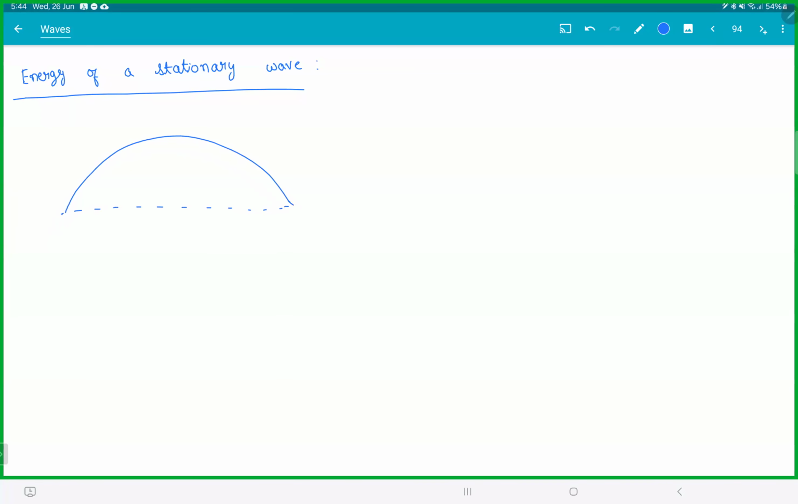चलो. So, if you look at this dotted line, this was your natural length.